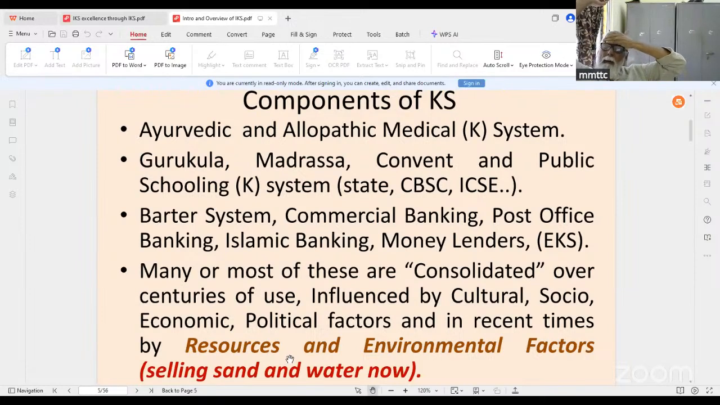For example, in economic activity, even 30 years back, nobody was selling sand. Anybody who wanted sand could go pick it up from the riverbed and use it. Now we have started selling sand. It is a premium item. Similarly, even 20 years back, nobody was selling water. Today, water is one of the world's biggest businesses. So this is how many components in every knowledge system change and get impacted by others.